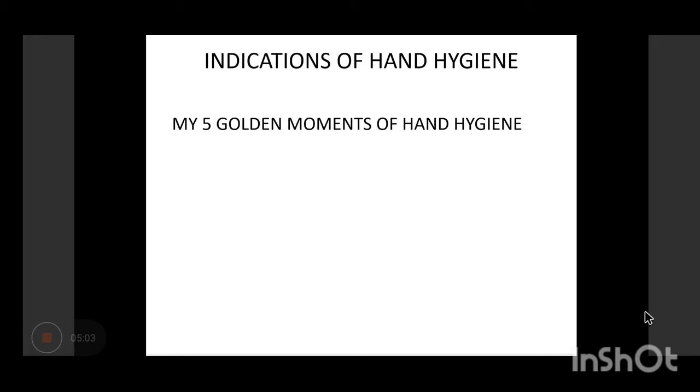Then, when is hand hygiene indicated, or the indications of hand hygiene, you people must have heard many times my five golden moments of hand hygiene. What are my five golden moments of hand hygiene? There are five. Moment one, before touching a patient. Moment two, before any aseptic procedure. Moment three, after body fluid exposure risk. Moment four, after touching a patient. Moment five, after touching patient surroundings.